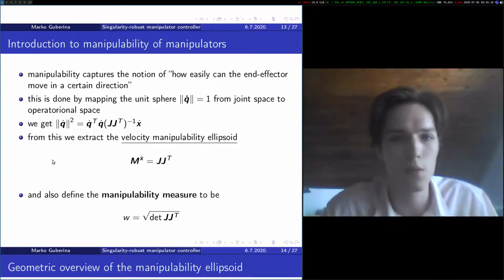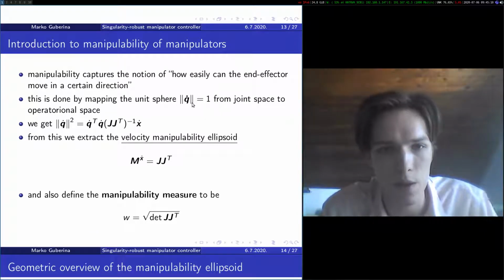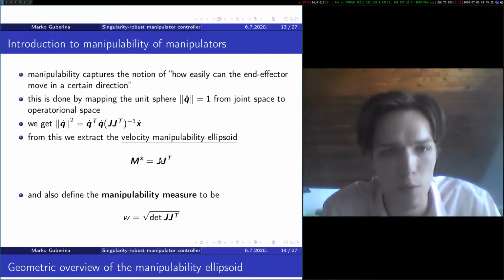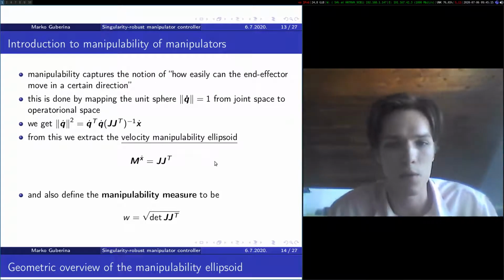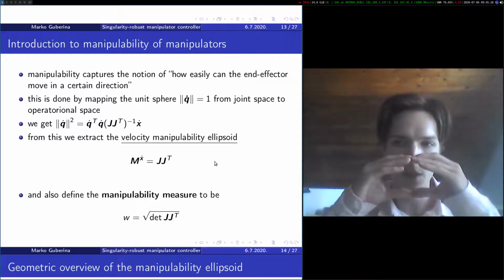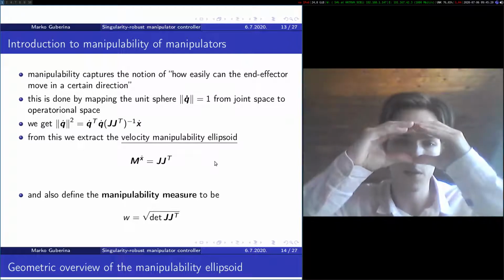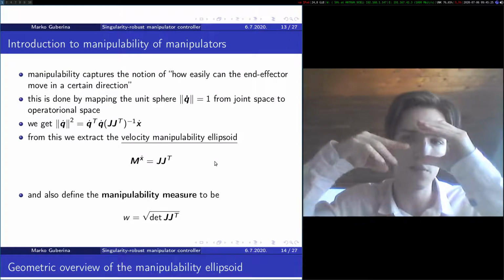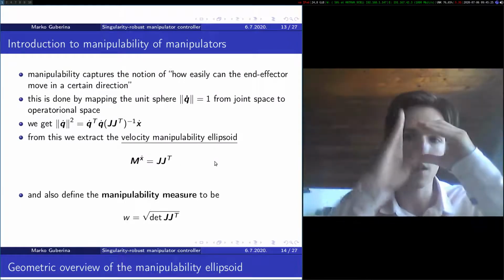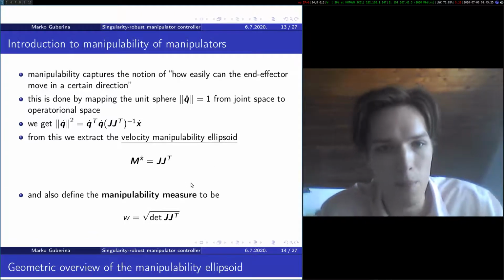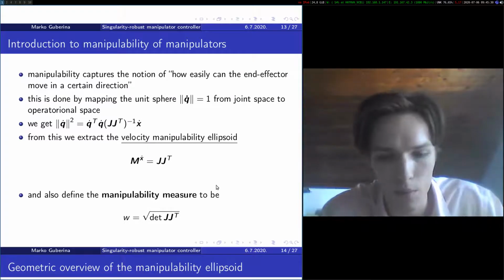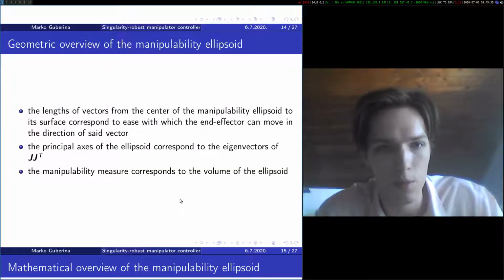This is reached by taking a unit sphere in joint space, mapping it into operational space, and then seeing what the result is. The result is an ellipsoid, and when we have an ellipsoid of this shape, this means that it is easy for the manipulator to move here and harder to move here. And we will use these ellipsoids to avoid singularities, as will be explained shortly.